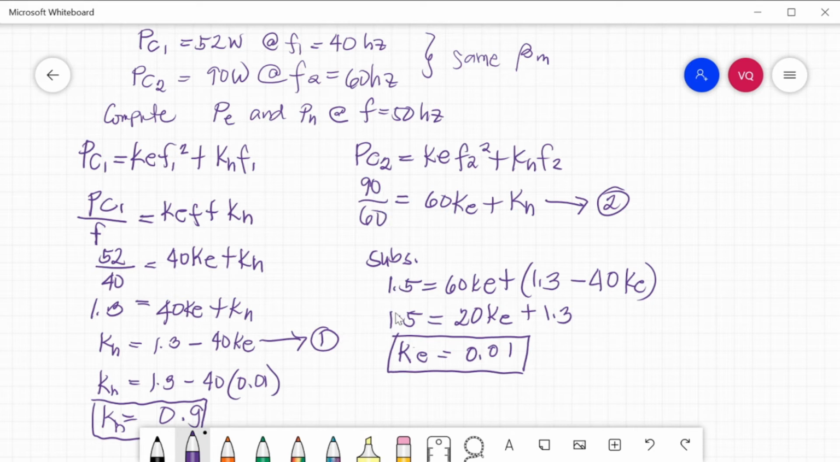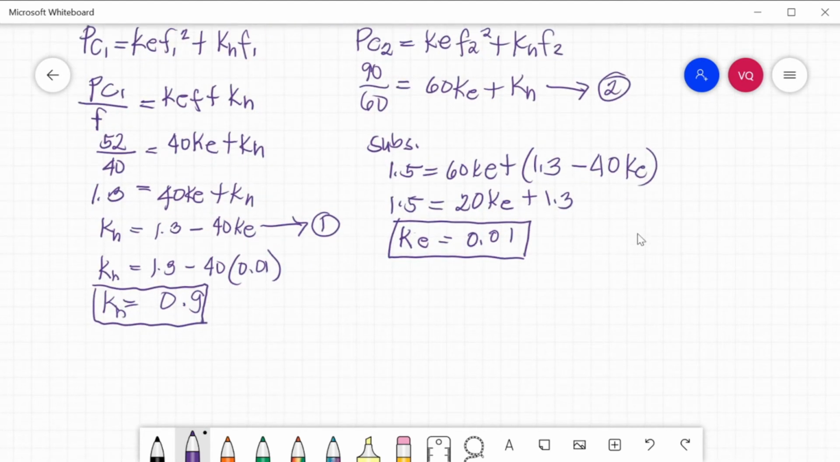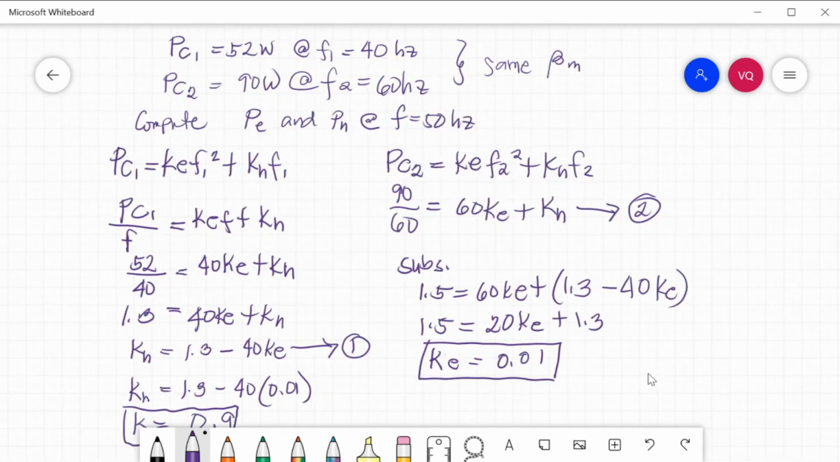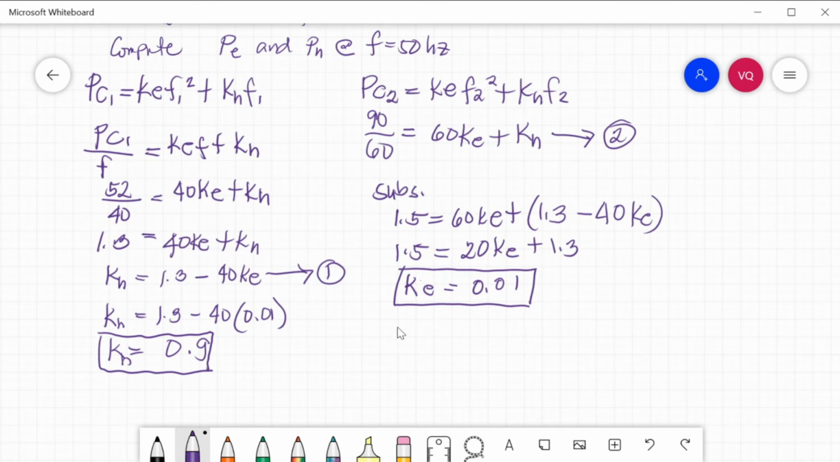So 90 divided by 60 is 1.5, equal to 60 KE plus 1.3 minus 40 KE. Therefore, KE is equal to 0.01. Solving for KH, we substitute KE in our equation 1: 1.3 minus 40 times 0.01. So KH is 0.9. We will now get the PE and PH at 50 Hertz.